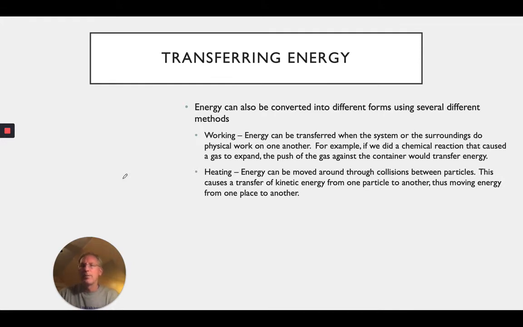Another way that chemicals can throw energy around is called heating. And that's where the kinetic energy of two particles is exchanged during a collision. So let's say you're running down the hall, running top speed because you're late for class, and you run into a freshman. You lose some of your speed, but you push the freshman, and now the freshman has more kinetic energy. So you're transferring energy from one particle to another.